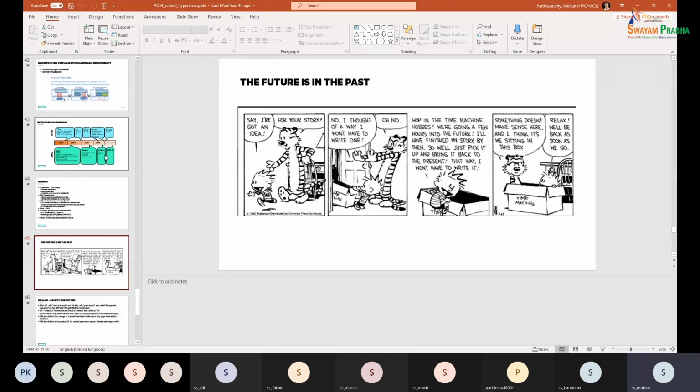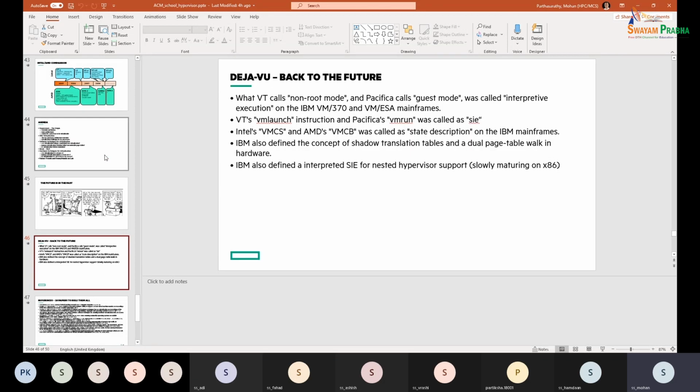So I have one more Calvin before I get into the last part. I hope what I did was not like what Hobbes felt in this cartoon. But one final slide, which I didn't talk about.